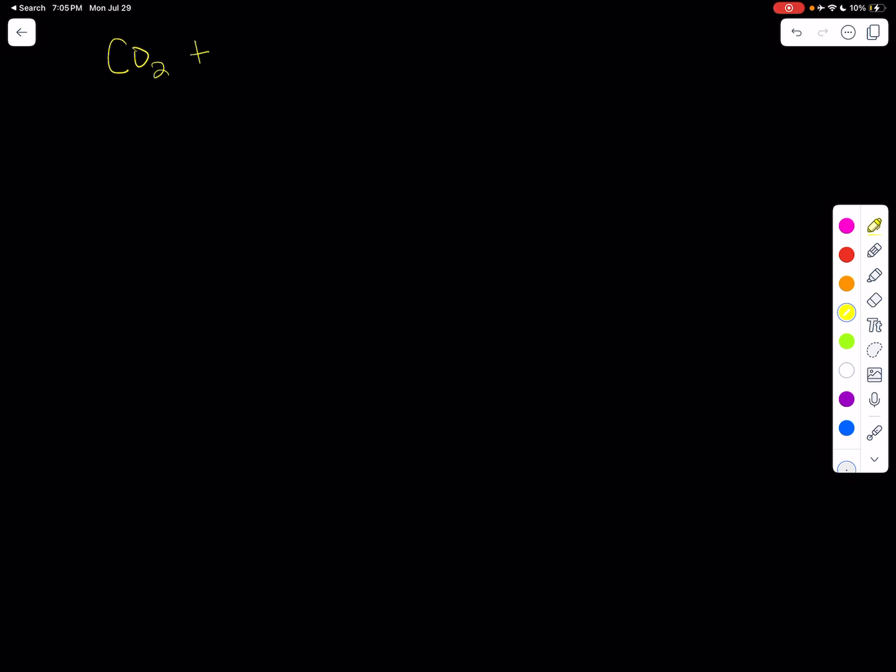CO2, so carbon dioxide, plus water turns into carbonic acid. Okay, and remember, this is with the help of carbonic anhydrase. What's really interesting about carbonic anhydrase is that it helps with taking carbon dioxide and water and creating carbonic acid, but it also helps with taking carbonic acid and turning it back into carbon dioxide and water. Okay, and then what can happen is that carbonic acid can turn into hydrogen ion plus bicarbonate. Okay, so let's start off in the tissues here.